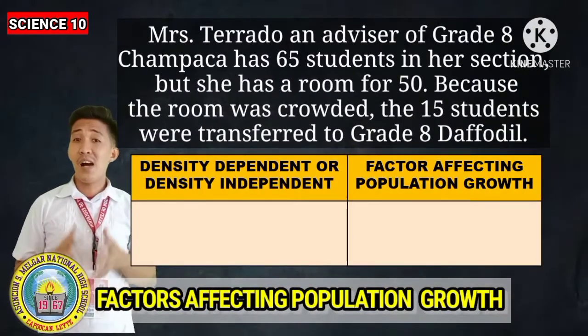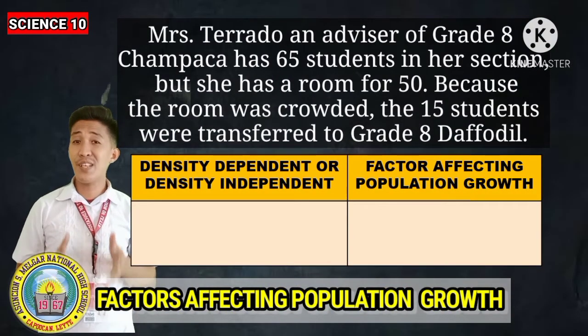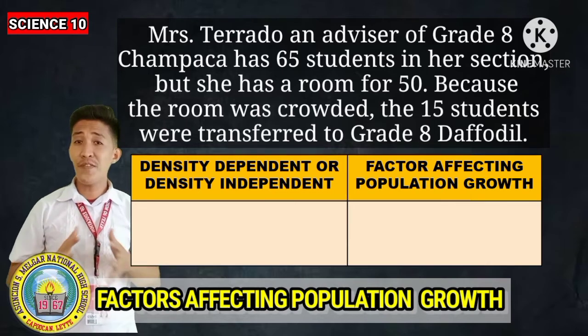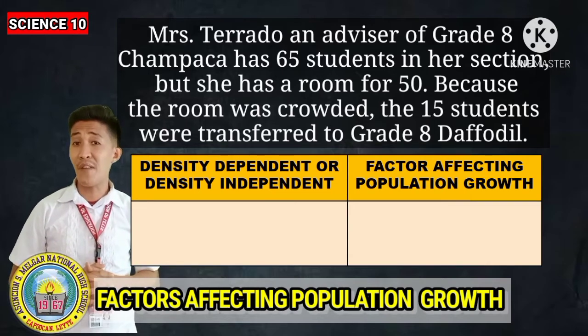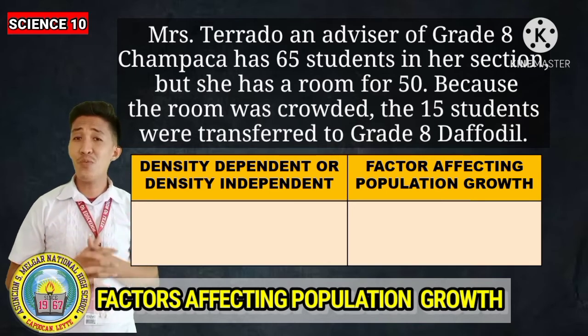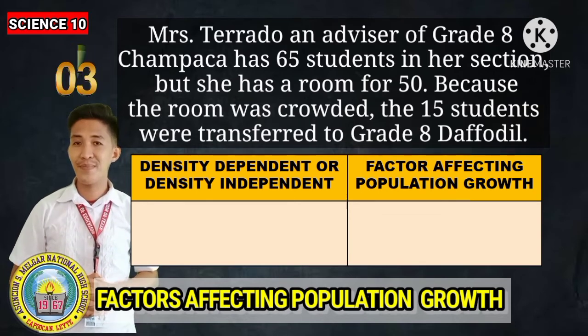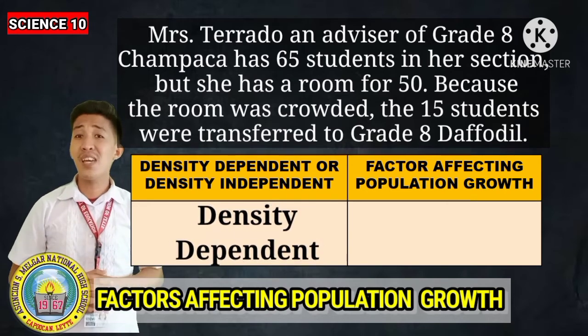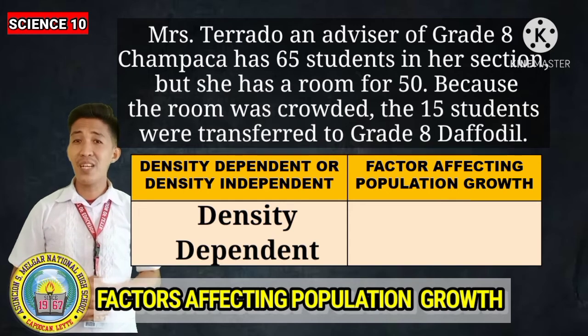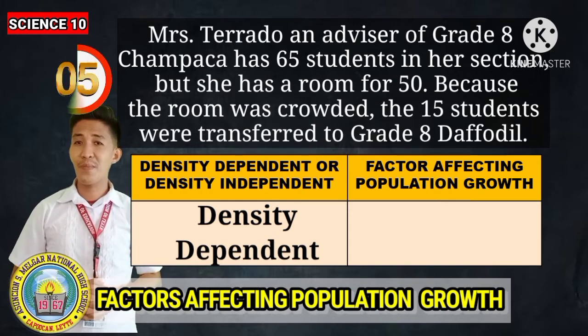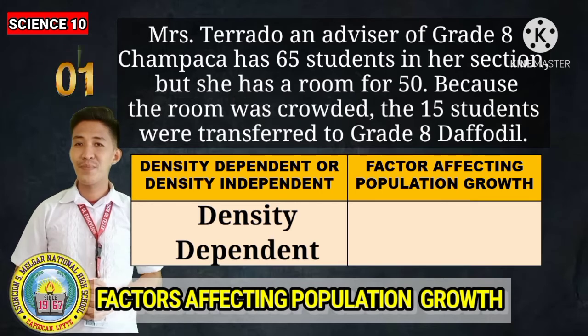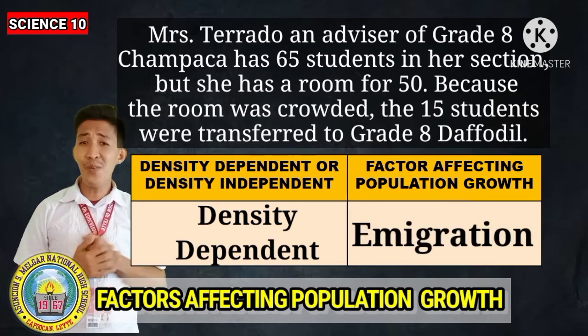Mrs. Tirado, an advisor of Grade 8 Champaca, has 65 students in her section, but she has a room for 50. Because the room was crowded, 15 students were transferred to Grade 8 Daffodil. Now, is the situation density dependent or density independent? Well done! It's density dependent. What about the factor that affects the population growth? Excellent! It's immigration.